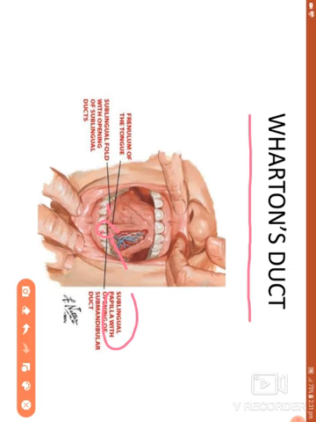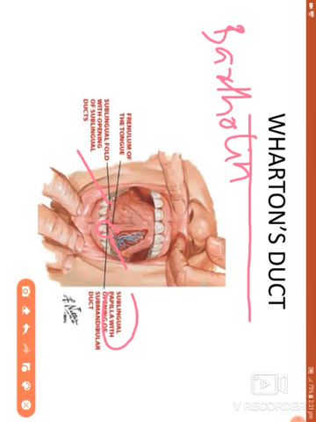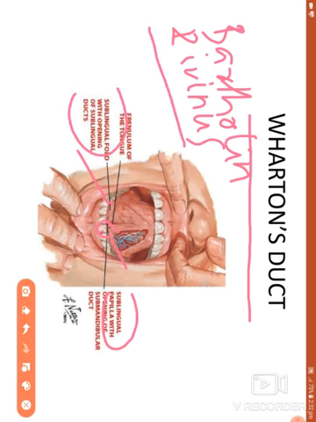Which are the ducts joining with this submandibular duct? Those ducts of the sublingual gland are called the ducts of Bartholin. Some ducts of the sublingual salivary gland directly open into the sublingual fold, this mucosal fold. You can see some openings of the sublingual salivary ducts. Those are called the ducts of Rivinus. These two are the ducts of the sublingual salivary gland.